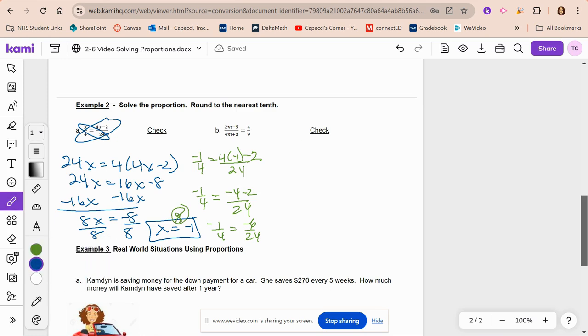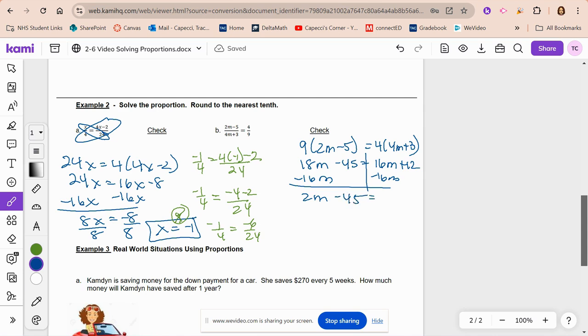All right, let's try another one. I'm going to take 9 times 2m minus 5 is equal to 4 times 4m plus 3. And that gives me 18m minus 45 is equal to 16m plus 12. Again, I'm going to bring my 16m to the other side. And I have 2m minus 45 is equal to 12. Add 45 to both sides. And I have 2m is equal to 57. Divide both sides by 2. And that's not going to go evenly. But I have m is equal to 28.5. Now, again, I can still check that back into my original if I would like.